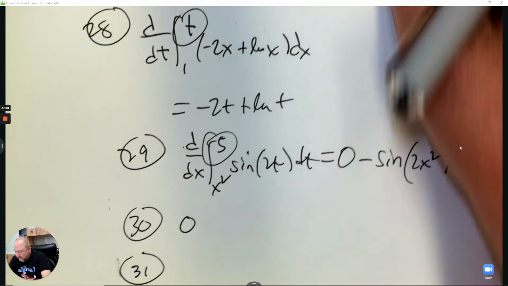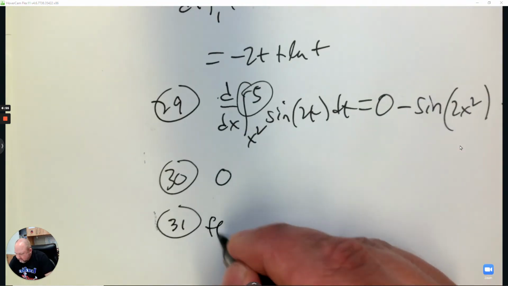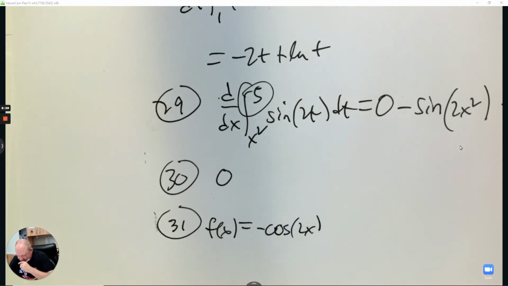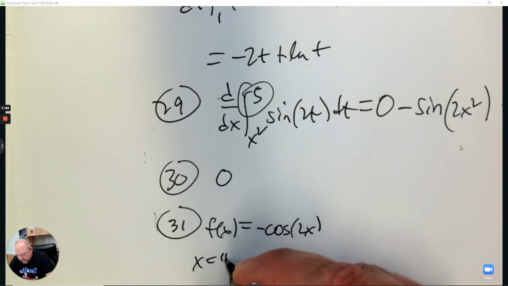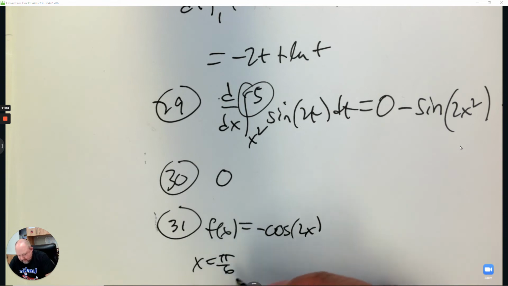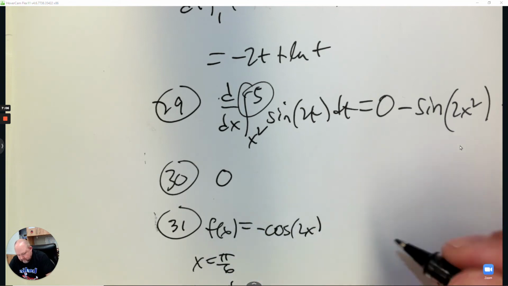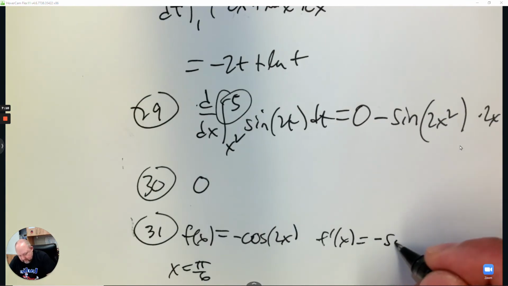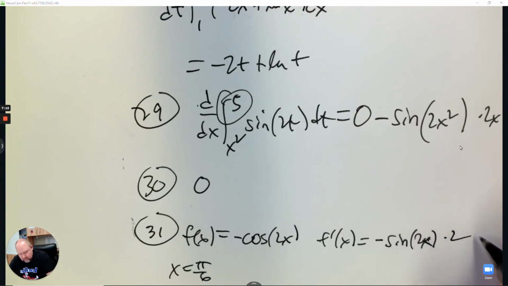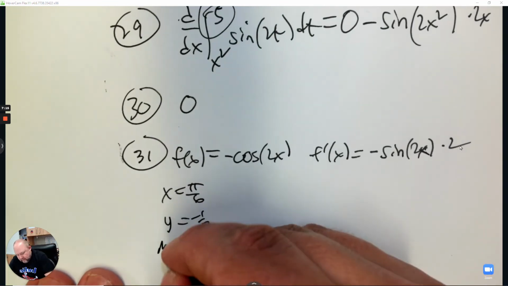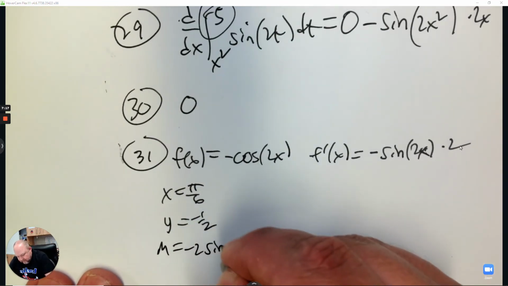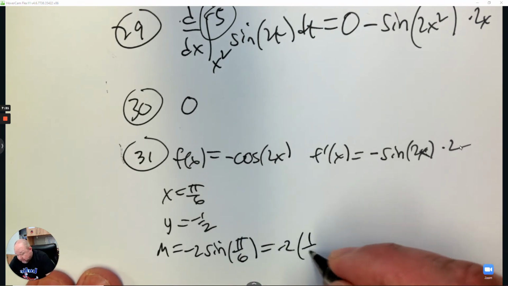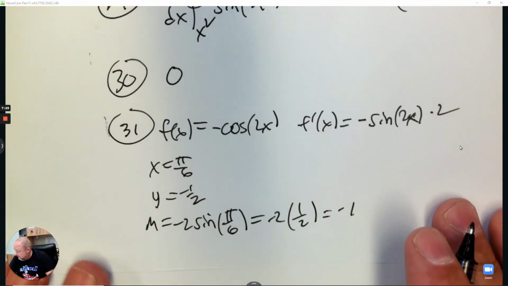All right, write an equation for a line tangent to each one. So we have negative cosine 2x, and then we have a point, pi over 6, negative 1/2. The derivative here is negative sine 2x times 2 with the hook. So the slope is negative 2 sine pi over 6. Sine of pi over 6 is 1/2, so that's negative 1.